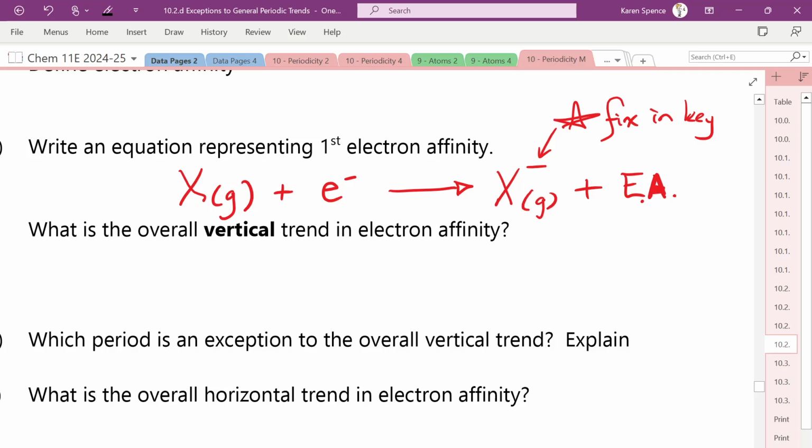Yes? It means that it's not as close to the nucleus and the charge of the nucleus is less, or one or the other or both of those two things. Did that answer your question? Okay, cool. Anything else?